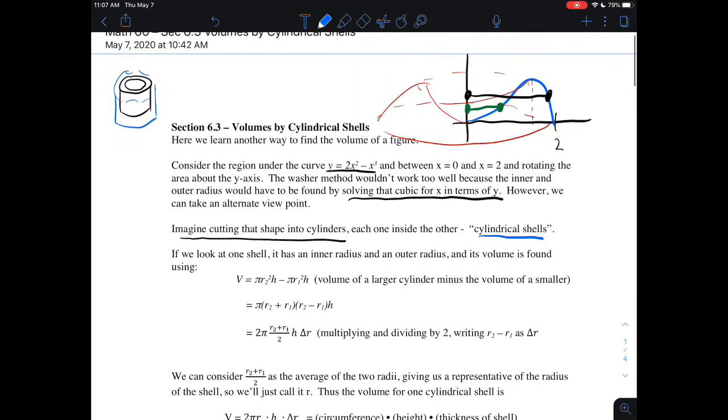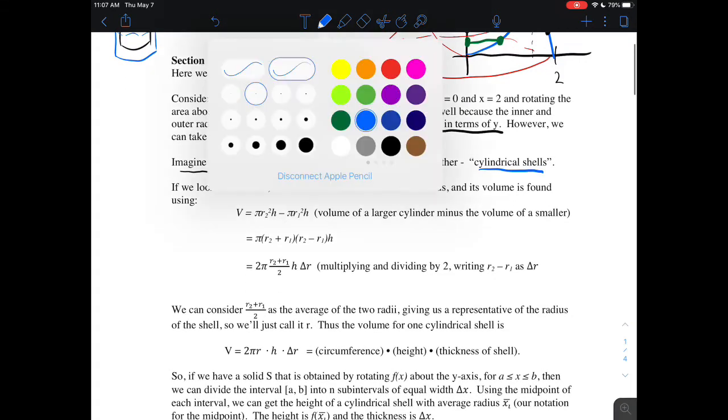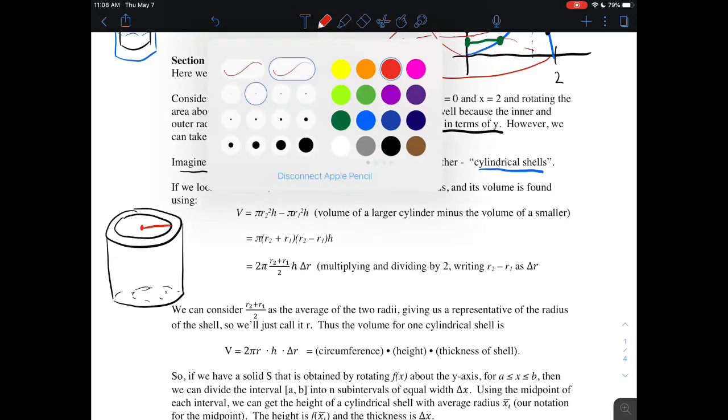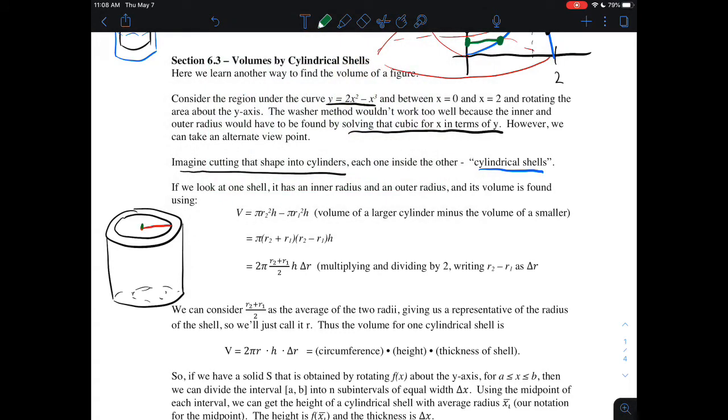So thinking of the one that I have in black here, just drawing it a little bit larger, if I've got a shell, then I have an inner radius, which would be from the center of the shell to where the shell actually starts. That would be an inner radius. And then an outer radius where it starts from the center of the shell and goes all the way to the outer edge. So it has an inner radius and an outer radius.